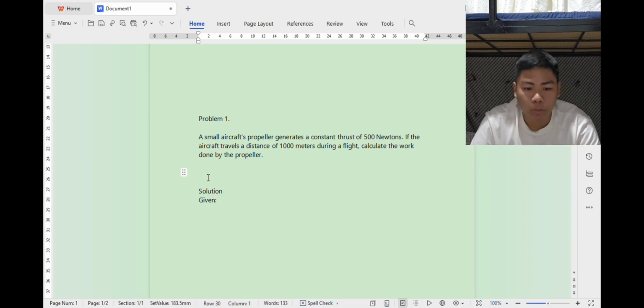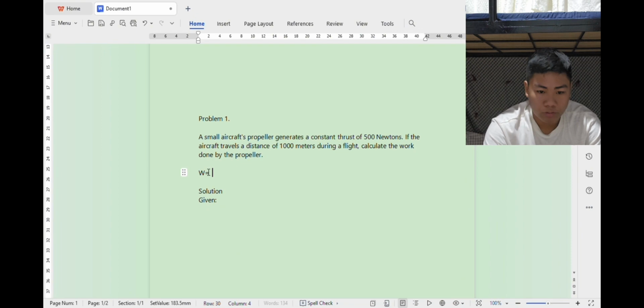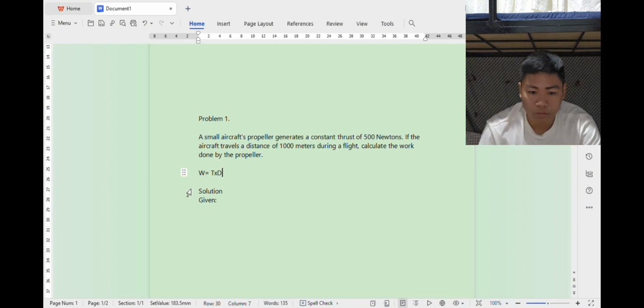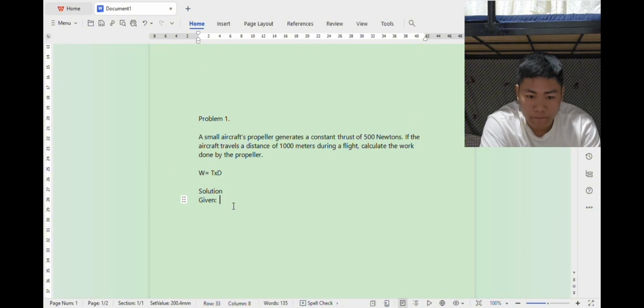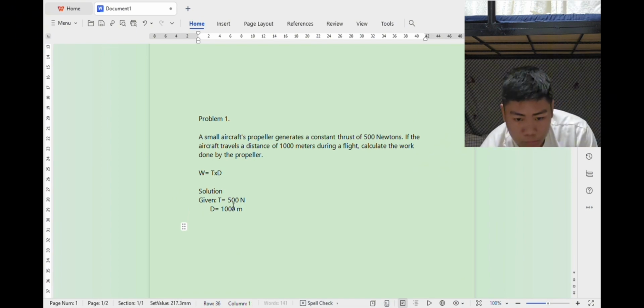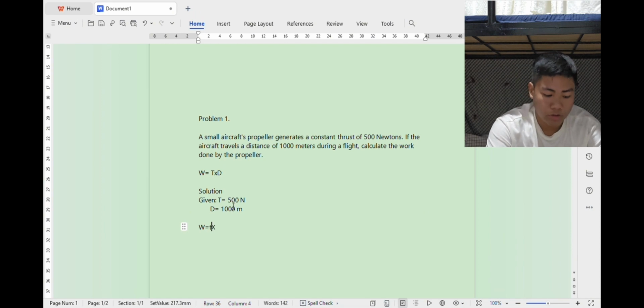Okay, so we have here problem number 1. A small aircraft propeller generates a constant thrust of 500 newtons. If the aircraft travels a distance of 1,000 meters during a flight, calculate the work done by the propeller. We will use our formula, W equals thrust multiplied by distance. Our given: thrust equals 500 newtons and distance equals 1,000 meters. So our formula is thrust multiplied by distance.